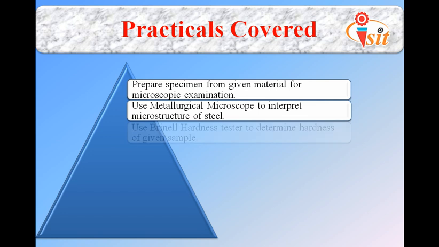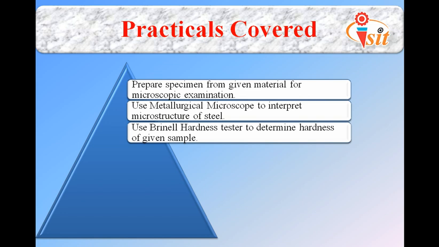Next, we have the third practical, that is, use the Brinell hardness tester to determine the hardness of a given sample. As we know, hardness is a resistance to wear. Then there are three types of equipment in industry that can be used to measure hardness, that is, the Brinell hardness tester and second, the Rockwell hardness tester. In our practical we have two, that is, the Brinell hardness tester and the Rockwell hardness tester. In that, first we have the Brinell hardness tester to determine the hardness of a given sample.